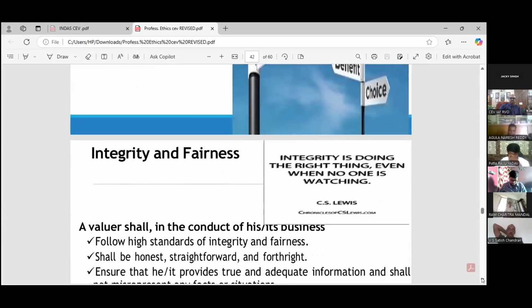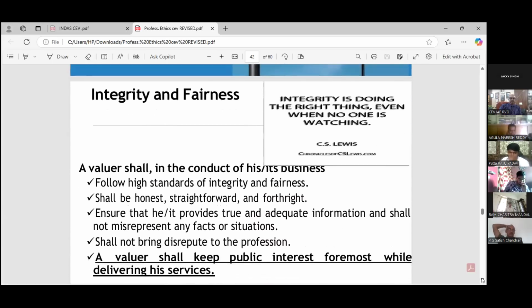Then we have come to the model code of conduct. Model code of conduct says integrity and fairness. Integrity is doing the right thing even when no one is watching. A valuer shall, in conduct of his or its business, follow high standards of integrity and fairness. Shall be honest, straightforward, and forthright. Ensure that he or it provides true and adequate information, and shall not misrepresent any fact or situation. Shall not be disreputable to the profession. A valuer shall keep public interest foremost while delivering his services.